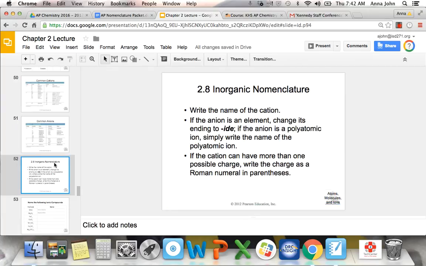So if we go back a slide, that's that last rule. If the cation can have more than one charge possible, we have to write the charge. So we have to tell them which one we have. And we're going to do that with a Roman numeral in parentheses after the name.